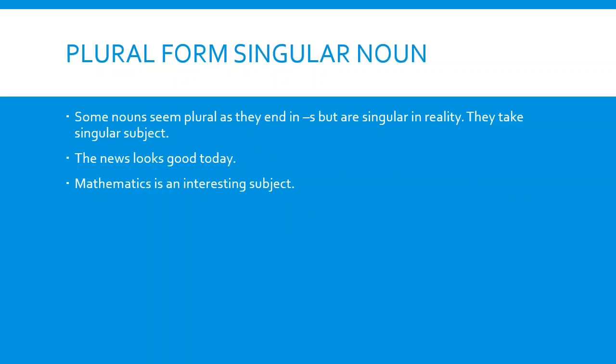Now students, let's focus on plural form singular nouns. Some nouns in English sound plural, like the news, mathematics. They end in S, but they are singular in reality. That is, these nouns, though they seem plural ending in S, are singular, thus they will take a singular verb.